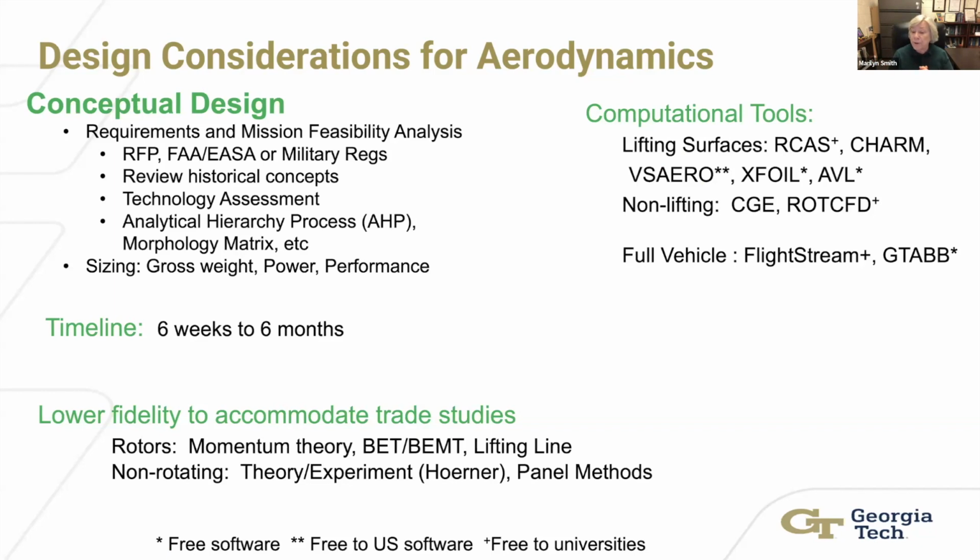Okay. Now, for a full vehicle, if you want to look at the entire vehicle together to get some of your mission concepts, because you need to do that, then you could use FlightStream, which is developed out of Auburn. If you talk to them, sometimes, if you're a university, you can get a free license. GTAB is something from my group. It's not really for aerodynamics. It's an aerodynamics product, but it's used mainly for your controls design. Okay, but it can be used here in some instances.